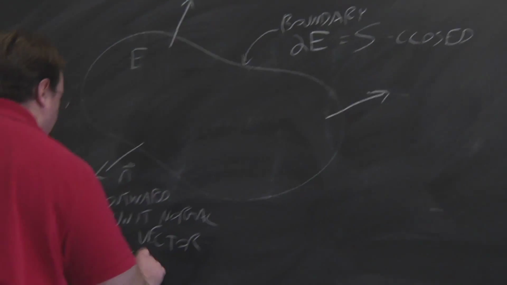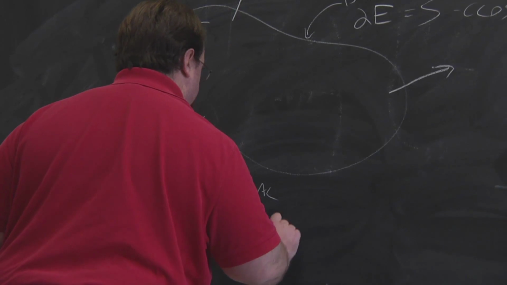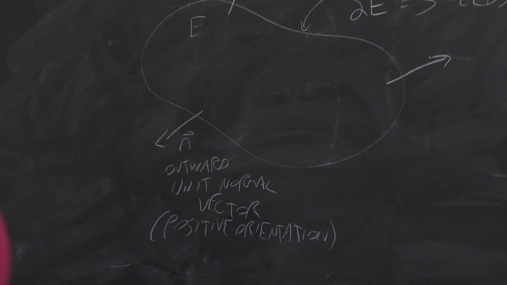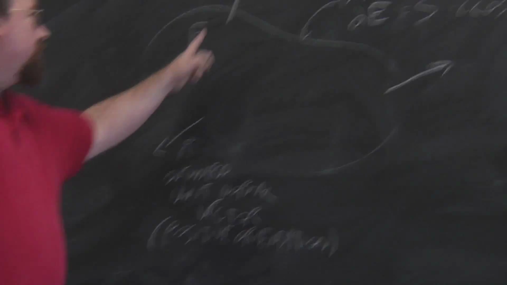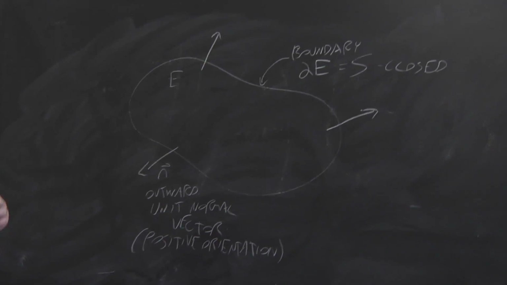And again, the term positive orientation is used, but it has a different meaning in this context. When you're talking about positive orientation for a closed surface, it means it's pointing out from the solid that it contains.